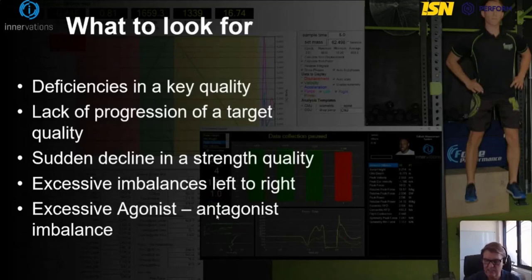An excessive agonist-antagonist imbalance. We haven't had time to go into the assessment of that, but there are many ways, isometrically, both with specific isometric testing rigs, but also with force plates, by which you can actually test an isolated single joint in an isometric movement, or lack of movement, in an isometric fashion, relative agonist and antagonist ratios, so hamstrings to quadriceps, for example, hip flexors to hip extensors.